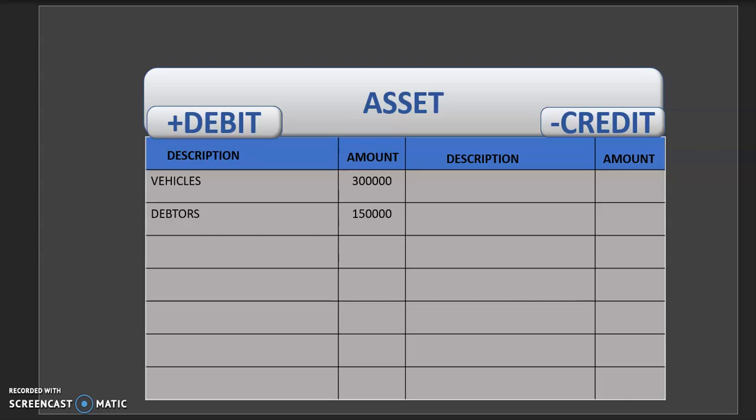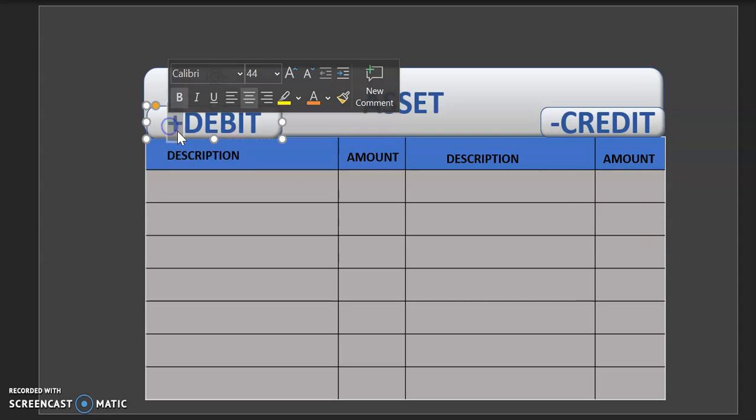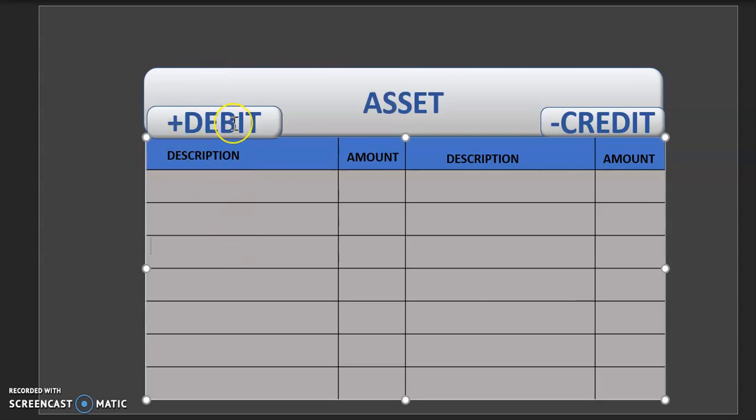We're going to use a general ledger to demonstrate accounting for transactions relating to assets. So let me explain this to you guys first. This is an asset, right? And there's your debit side and there's your credit side. The reason you see a positive here is because your debit side is the positive side to your assets. And the reason you see a negative here is that your credit side is the negative side to your asset.